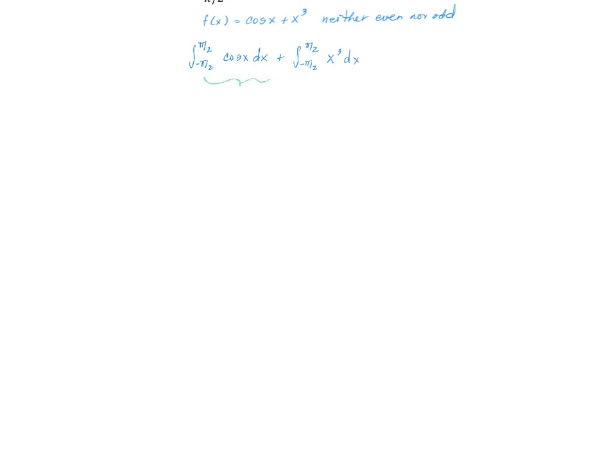And now here we have an even function. The x to the third is an odd function. The reason being that negative x to the third is equal to negative of x to the third. On the first integral, I can use the property of even to integrate from 0 to pi over 2 of cosine of x dx, plus, since this is an odd function, it's just 0.